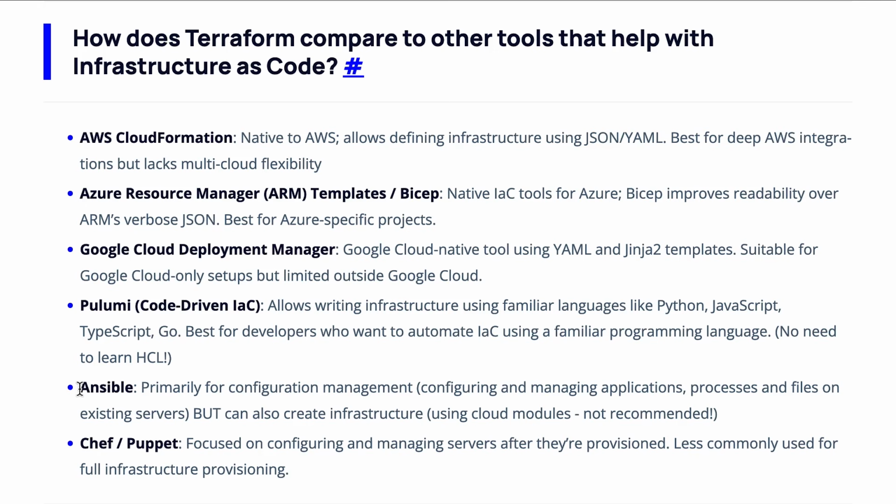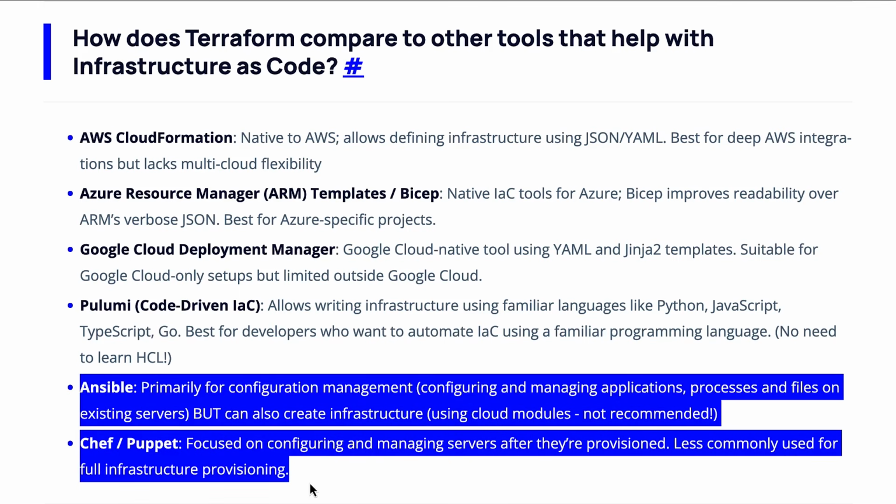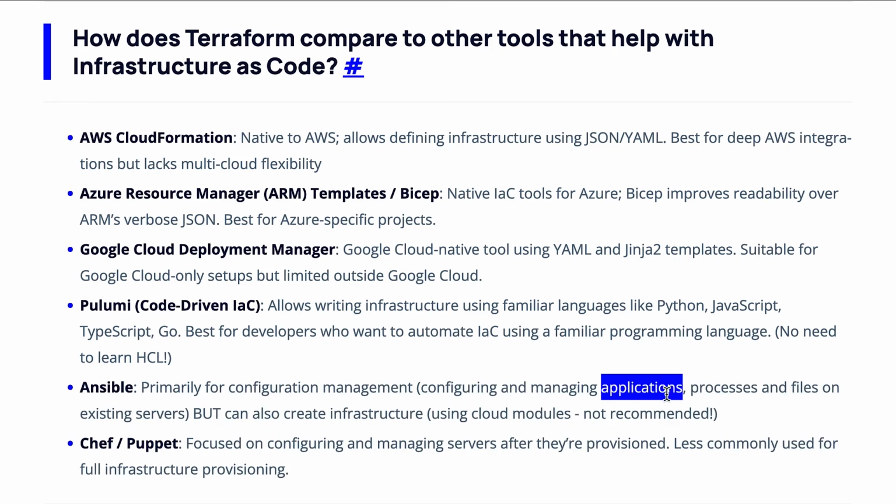Next are configuration management tools. So configuration management is configuring and managing applications, processes, and files on existing servers. Infrastructure as code typically focuses on provisioning the servers. There will be a little bit of configuration management as well. However, the major part is provisioning servers.